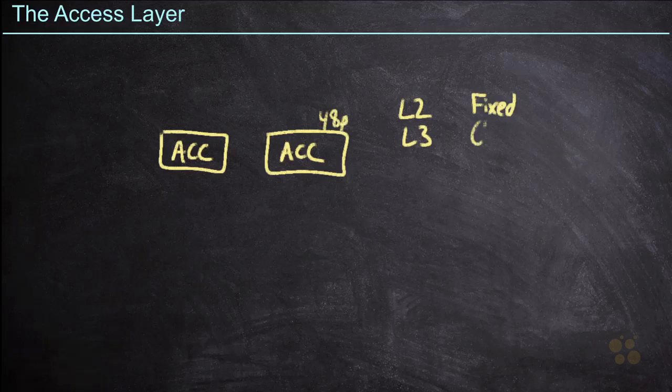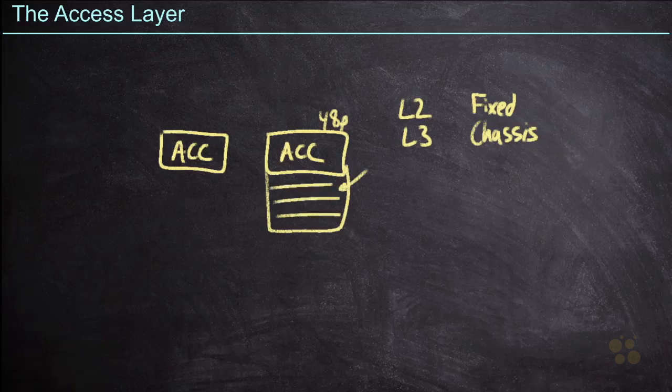Or maybe they're chassis switches. Chassis switches are larger in size and we do actually populate slots with functionality. And so we might have a chassis switch that has 4 or 5 slots and then we can put 48 port line cards or 24 port line cards into the chassis switch.